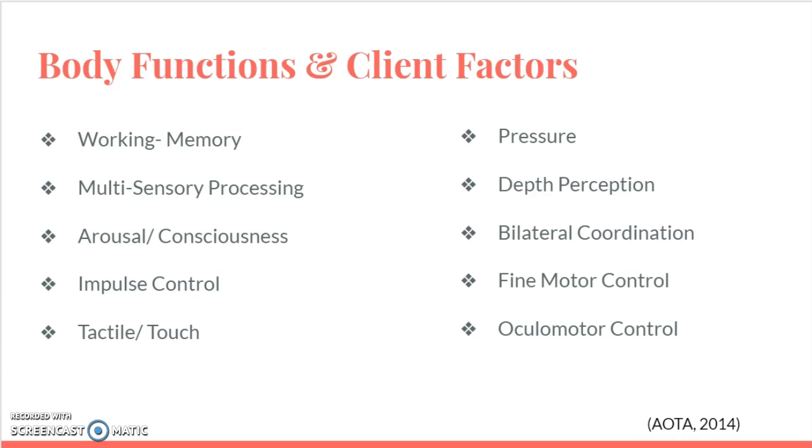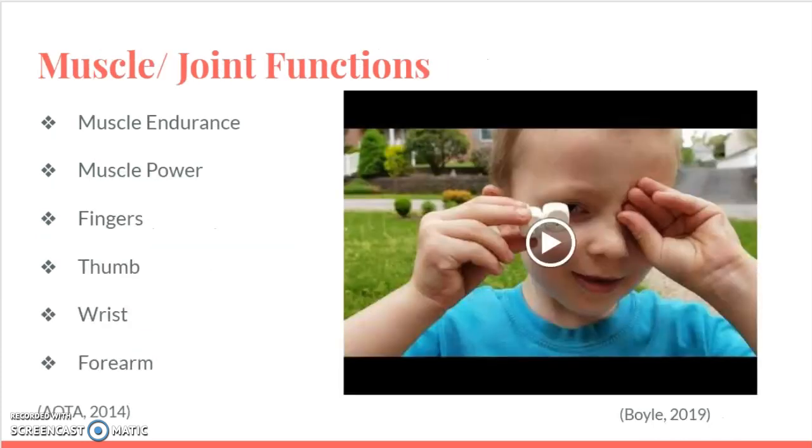In order to successfully use the printed object, E has to have certain muscle and joint functions intact.